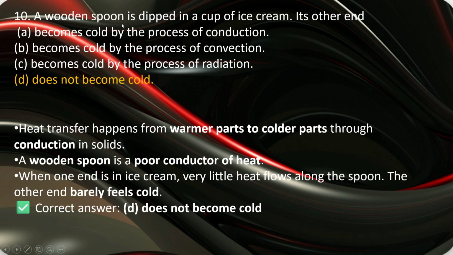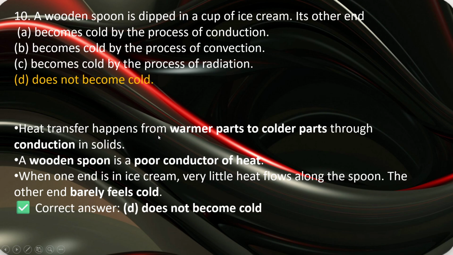10. A wooden spoon is dipped in a cup of ice cream. Its other end: A, becomes cooled by the process of conduction; B, becomes cooled by the process of convection; C, becomes cooled by the process of radiation; D, does not become cold.